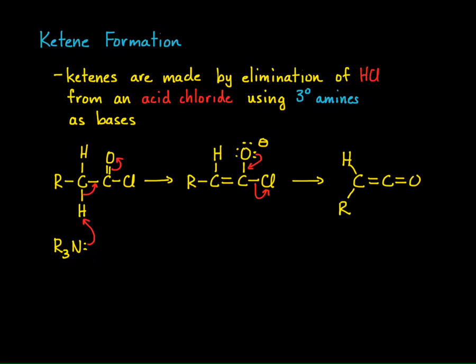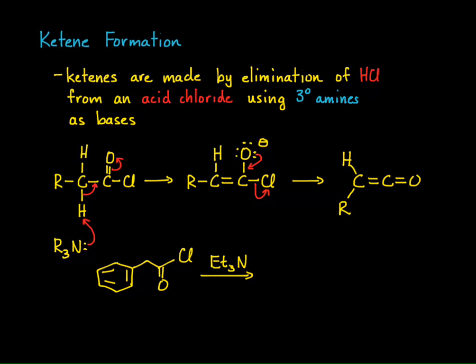In this particular example, we have an R group and a hydrogen, but we could have two R groups or we could have two hydrogens. It doesn't really matter. So, typical type of reaction, taking any type of acid chloride. Now notice the acid chloride has to have a hydrogen on the alpha carbon, has to have at least one hydrogen on an alpha carbon, otherwise you'll get no reaction.